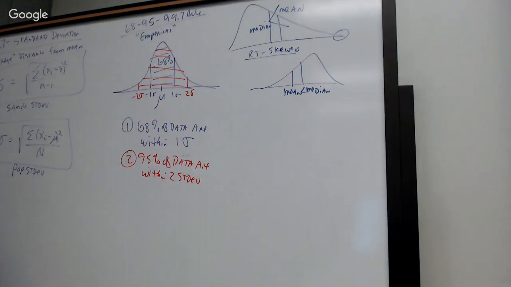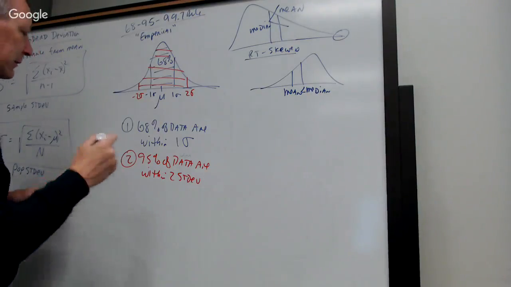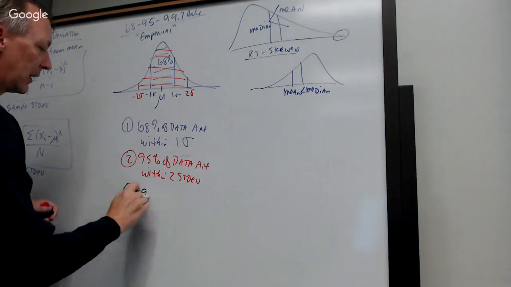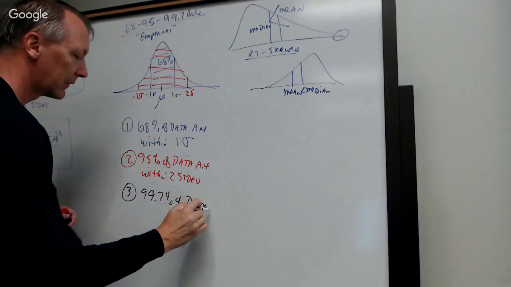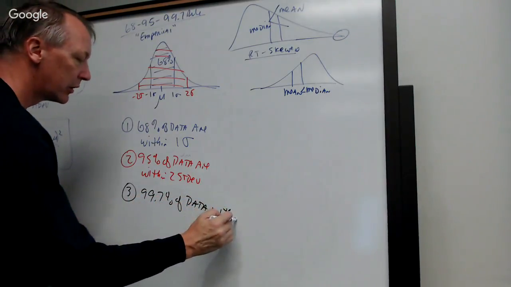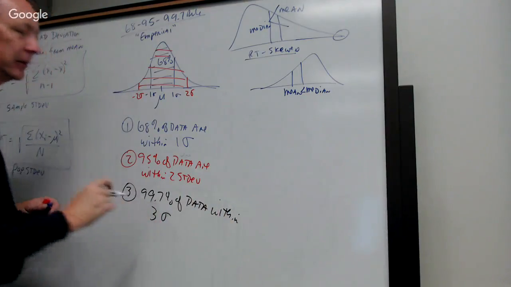And I'll bet that you can guess the third one, Brock. 99.7% of your data are within 3 standard deviations.